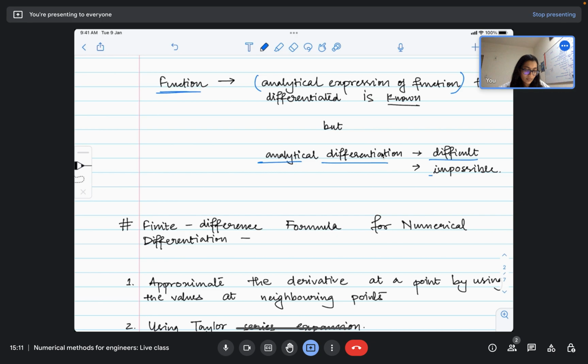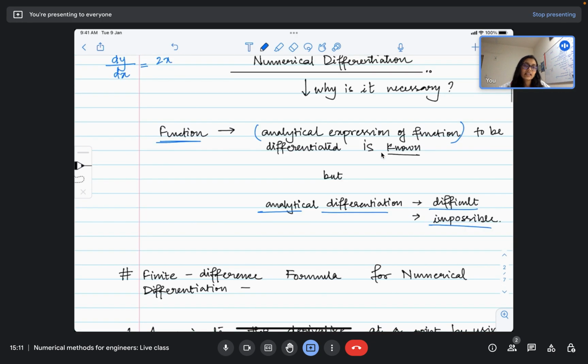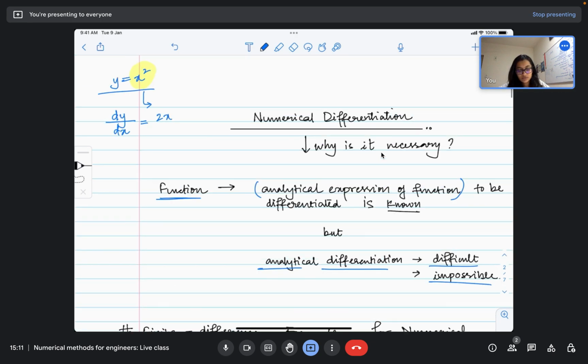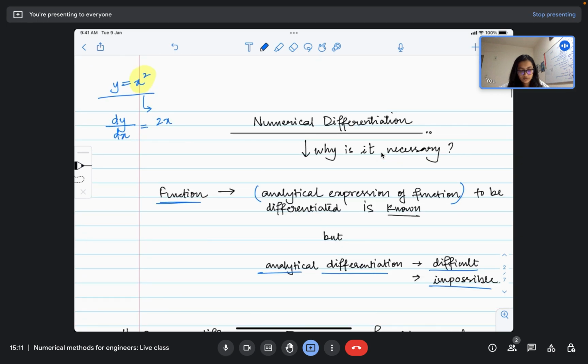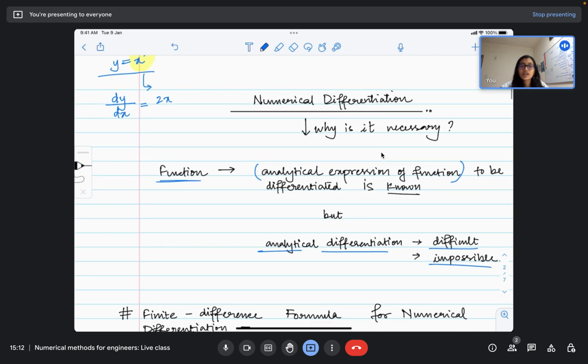Okay. So when we are dealing with real life problems where our function is not in the form of y equal to x square, but is of a complicated format to capture the physics of the system, what if the equation is complicated enough? We might not know the analytical differentiation form. In those cases, we will move ahead and apply numerical differentiation.